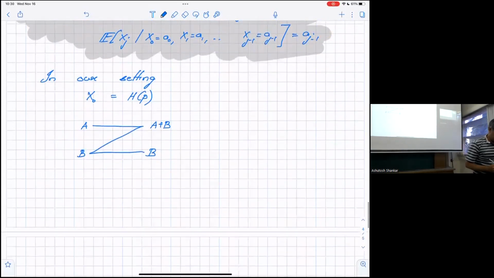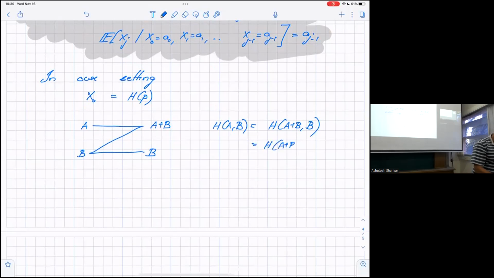So let's stare at this a little carefully. This is certainly true: HA plus HB, they are independent to begin with. So we know this fact. Let me write it this way. What do we want? H of A comma B is certainly the same as H of A plus B comma B. And on this side we have H of A plus B plus H of B given A plus B.